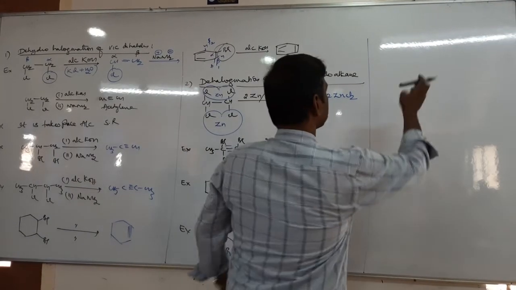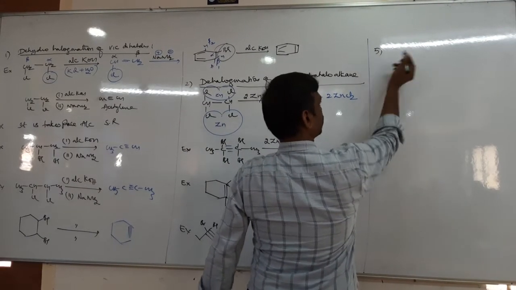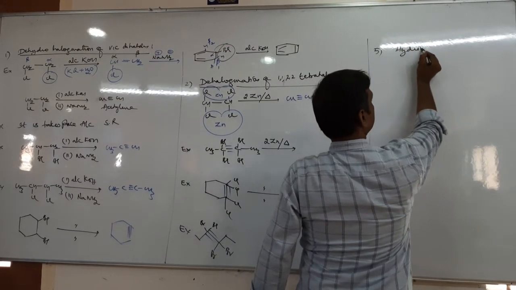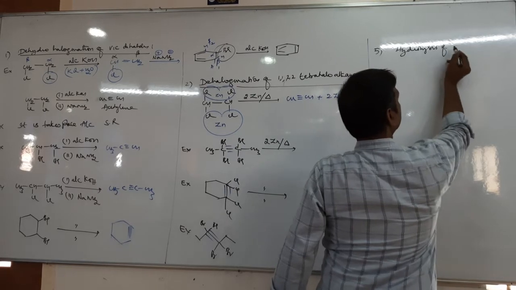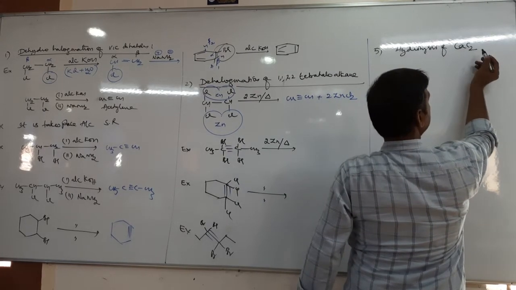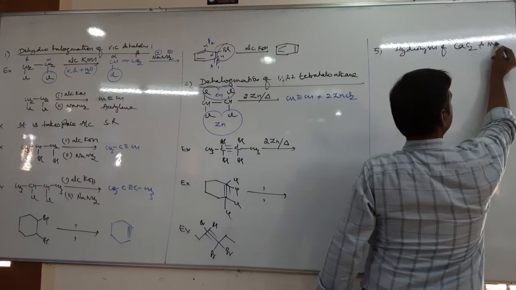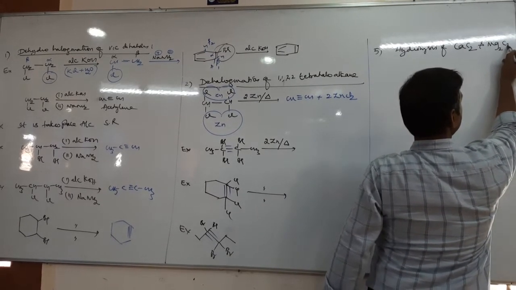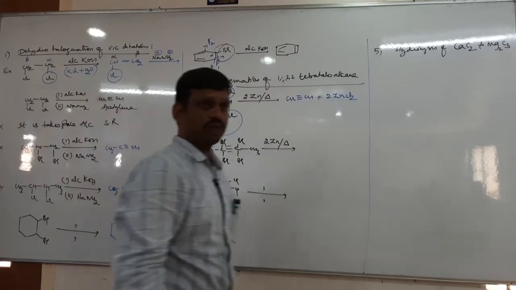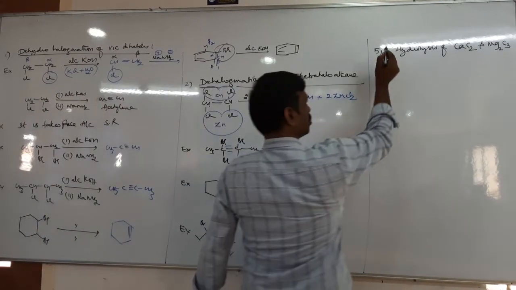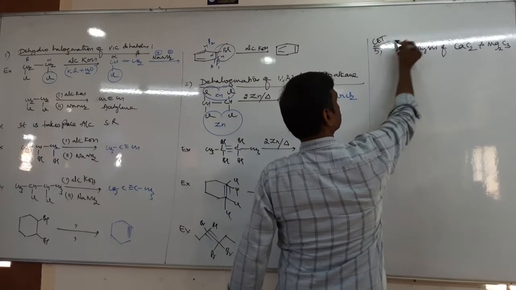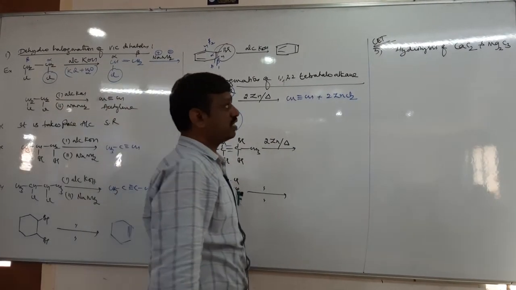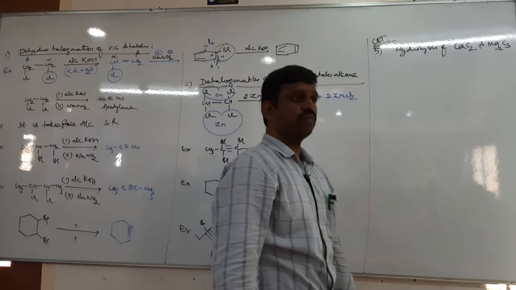Next, the third method of preparation is hydrolysis of calcium carbide and magnesium carbide, Mg2C3. So this was a previous CET question. So, hydrolysis of calcium and magnesium carbides.